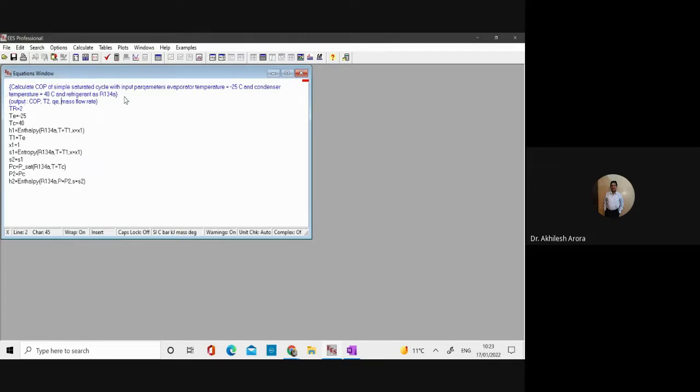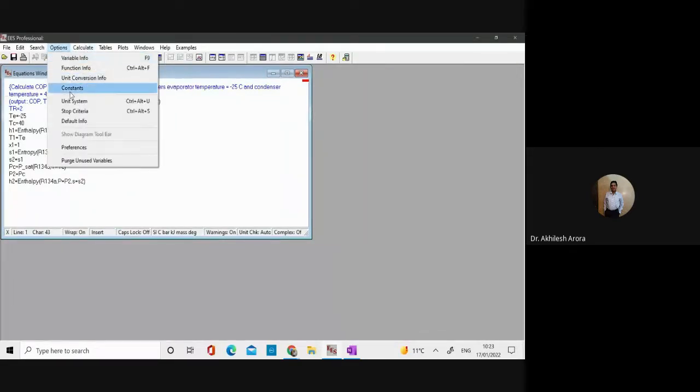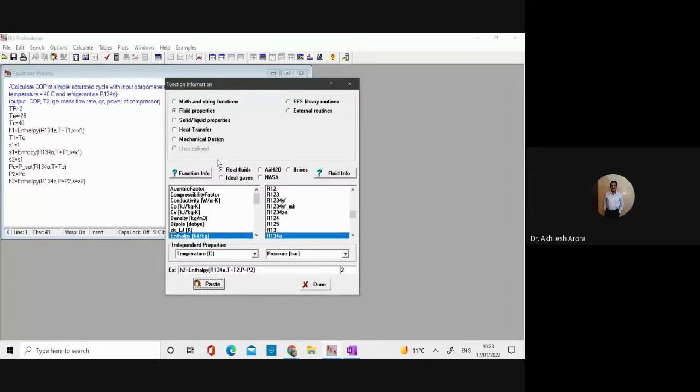And what else would you like to have? You would like to have, let us say, QC, heat rejected in the condenser. And you would also like to calculate the power of the compressor. These are some of the outputs. So now let us calculate the temperature at point number 2. Options. Go for function information. Fluid properties once again. Temperature. I am searching for temperature now. So this is the temperature.